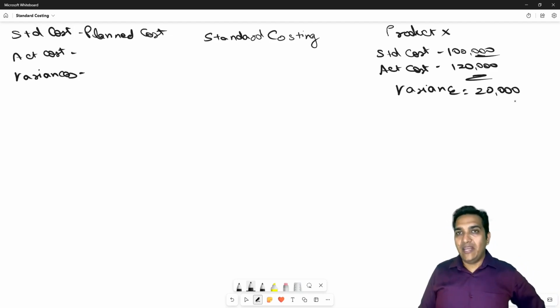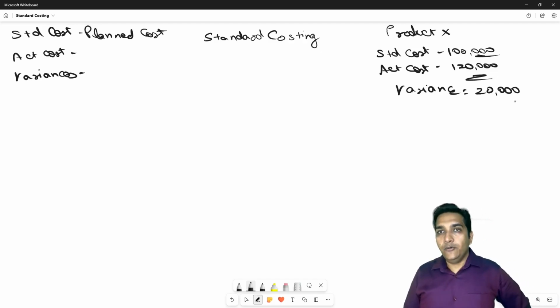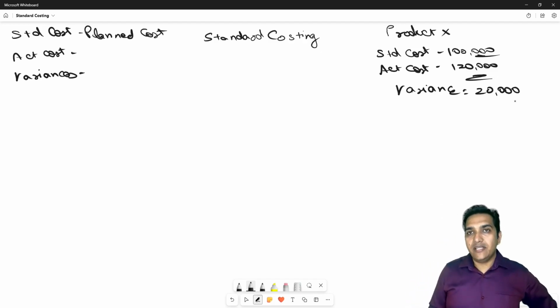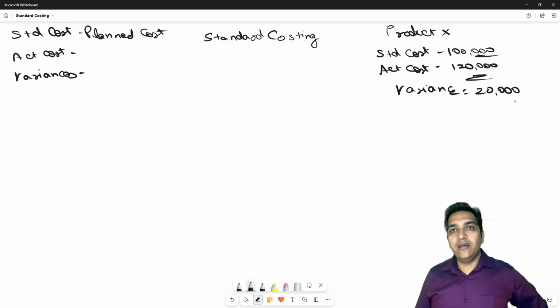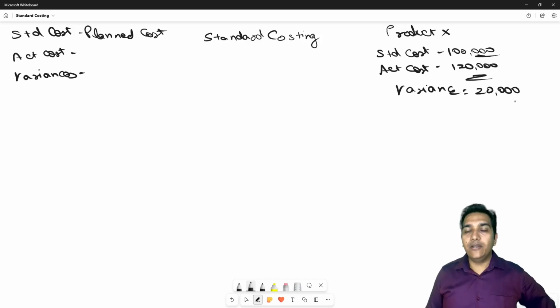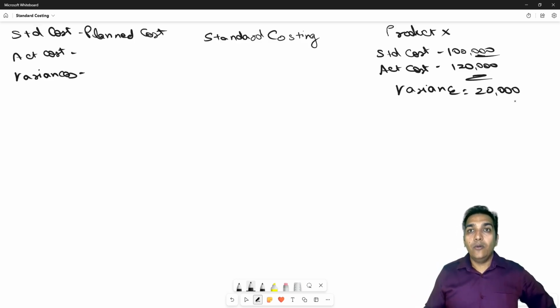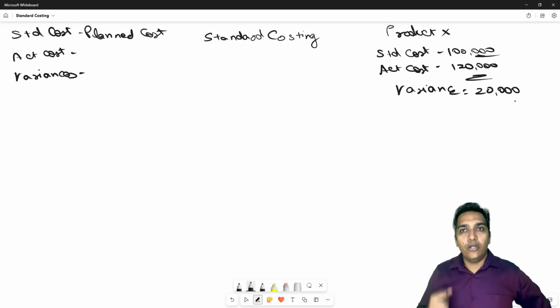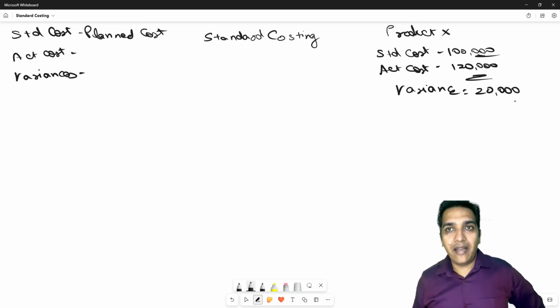Now when we talk about variance, in this example I got 20,000 as the difference, right? But what is this 20,000? Is it a profit to me or is it a loss to me? I identified 20,000. My standard cost was 1 lakh, my actual cost is 1,20,000, so 20,000 is the variance. But 20,000 what? Is it profit or is it loss to me? Have I incurred 20,000 more than standard, or 20,000 less than standard?